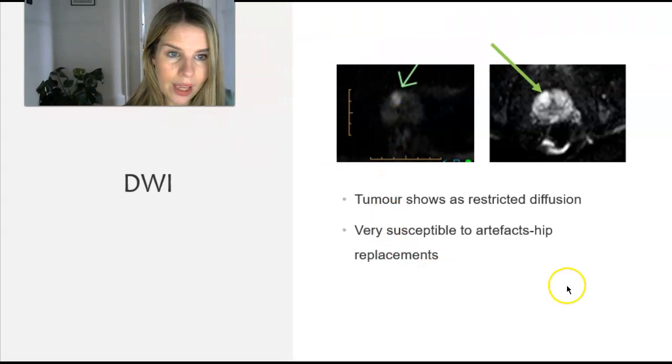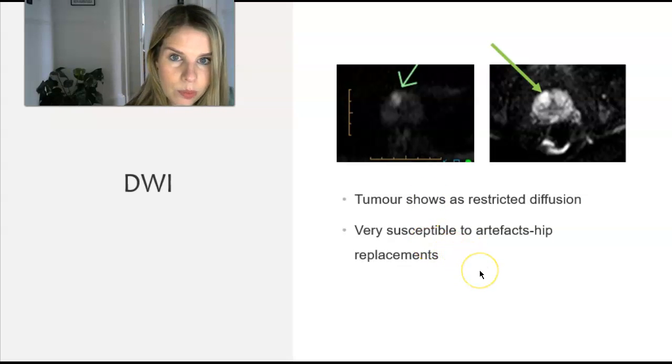On the DWI, it will show restricted areas of diffusion. These are both DWI, they look slightly different because they've got different B values, but we're not going to go into that. On both images, you can see that the tumour, where the green arrows are pointing, shows areas of restricted diffusion, and on the DWI it appears bright.